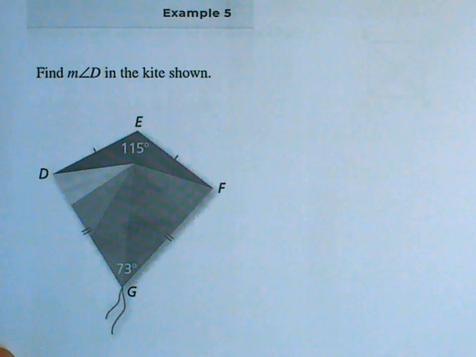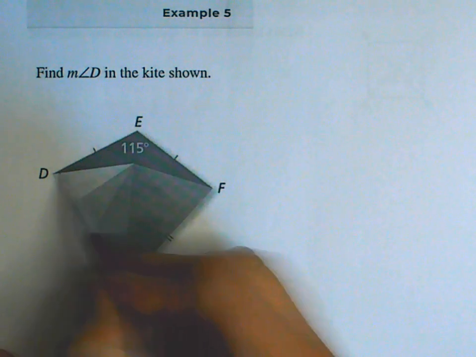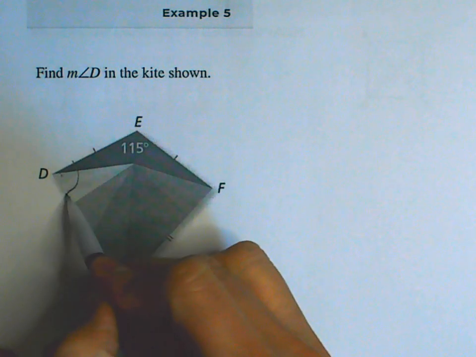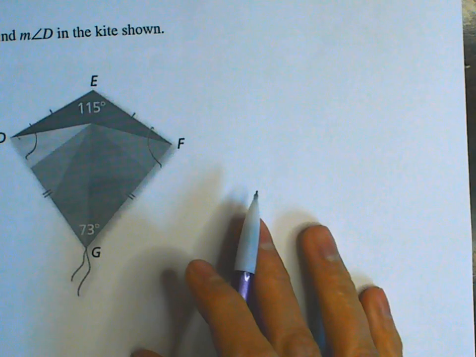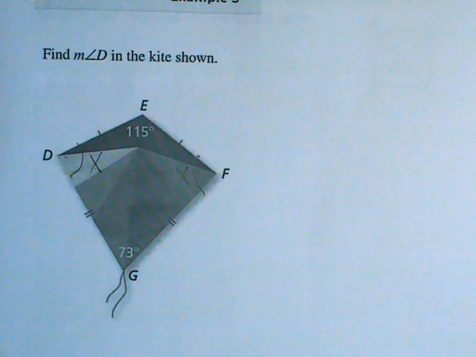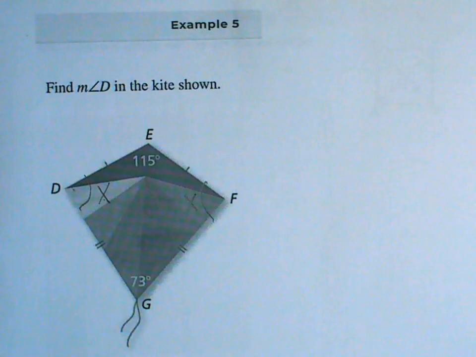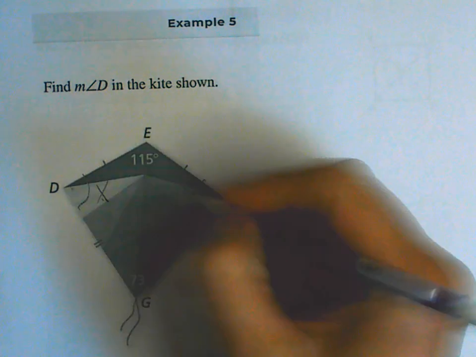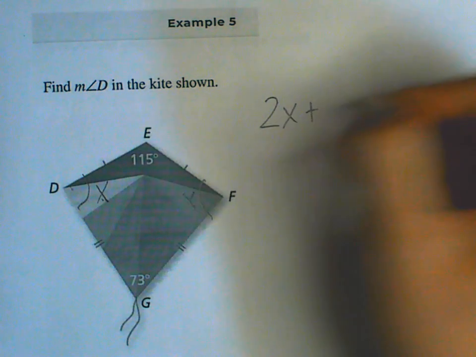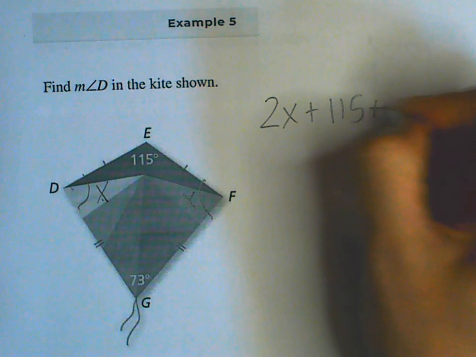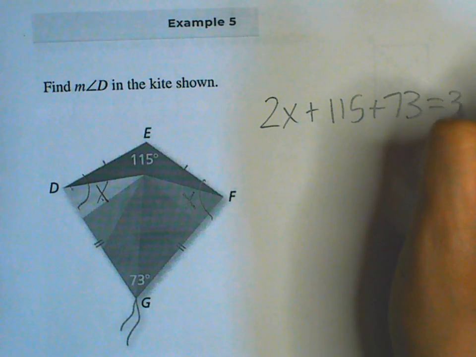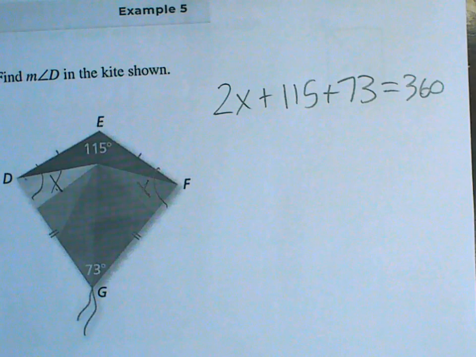Example 5. Find the measure of angle D. Now remember that these two angles right here are going to be congruent. Okay, so we're going to call that X and X. The sum of the angles in the quadrilateral is going to be 360. So X plus X, that's 2X plus 115 plus 73 is going to equal 360.